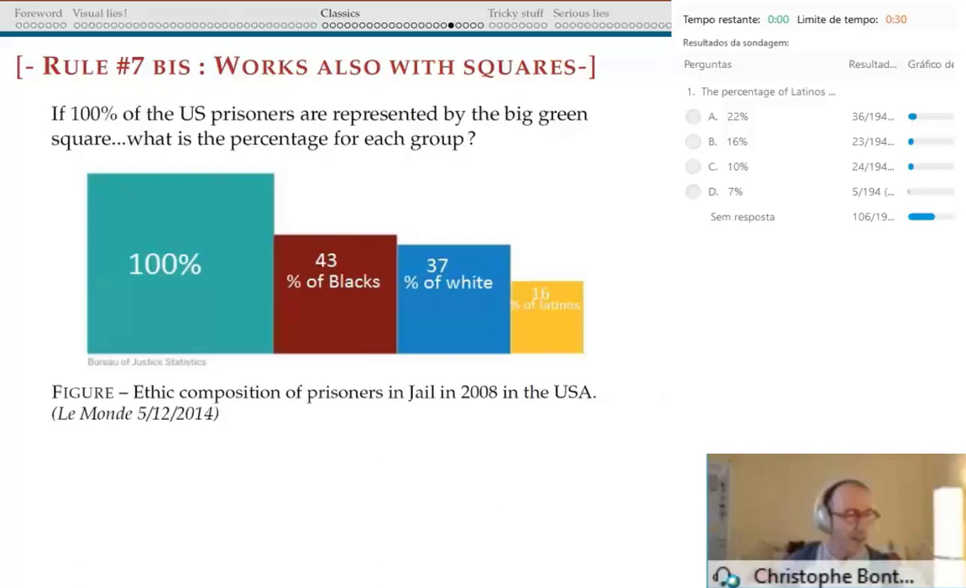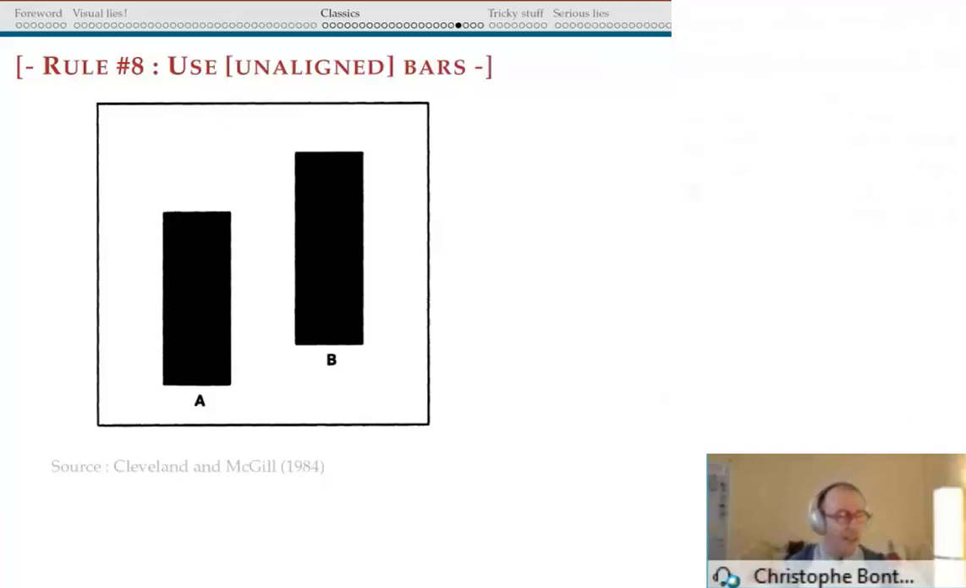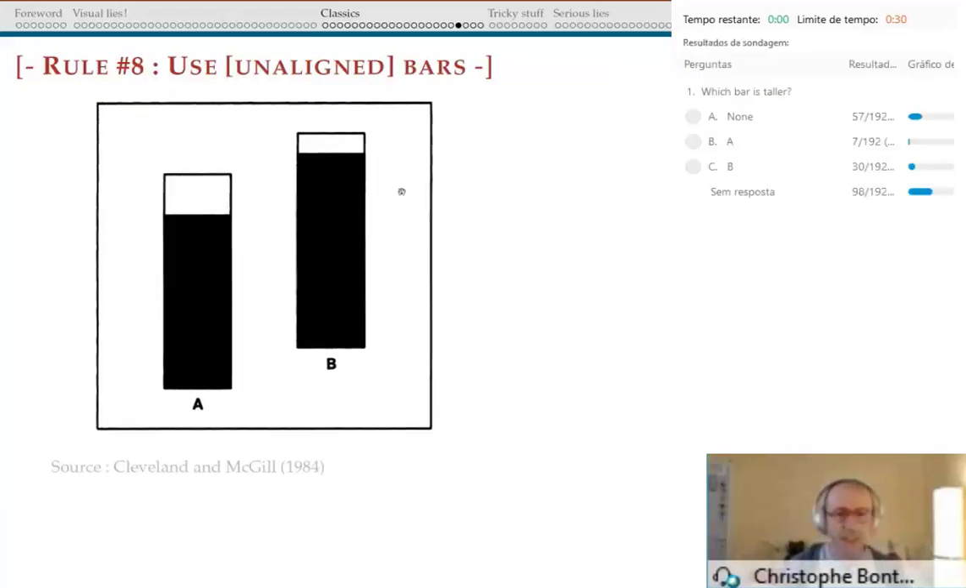We have another poll here, poll number 10. Even with elements that we are very good at comparing, such as bars, if they are not aligned, it's not easy to see which one is taller. Okay, so I will ask Paolo maybe for the answer. People think that sure, it's A 57, so the biggest number, B 7, and C 30.